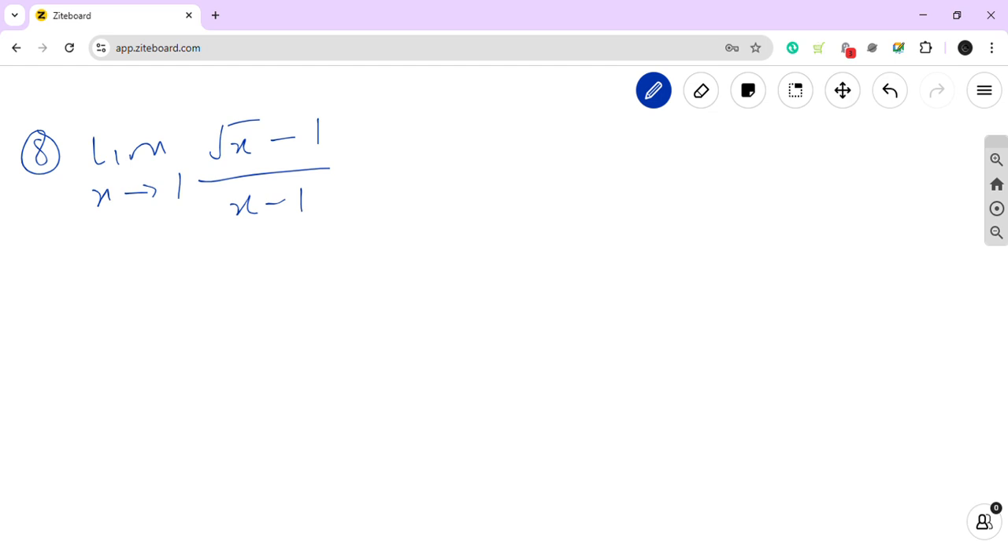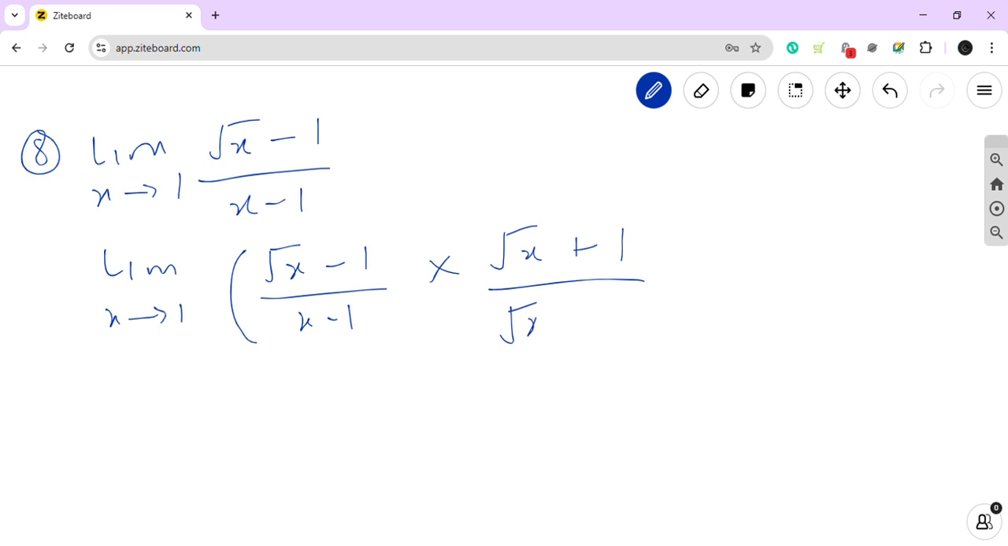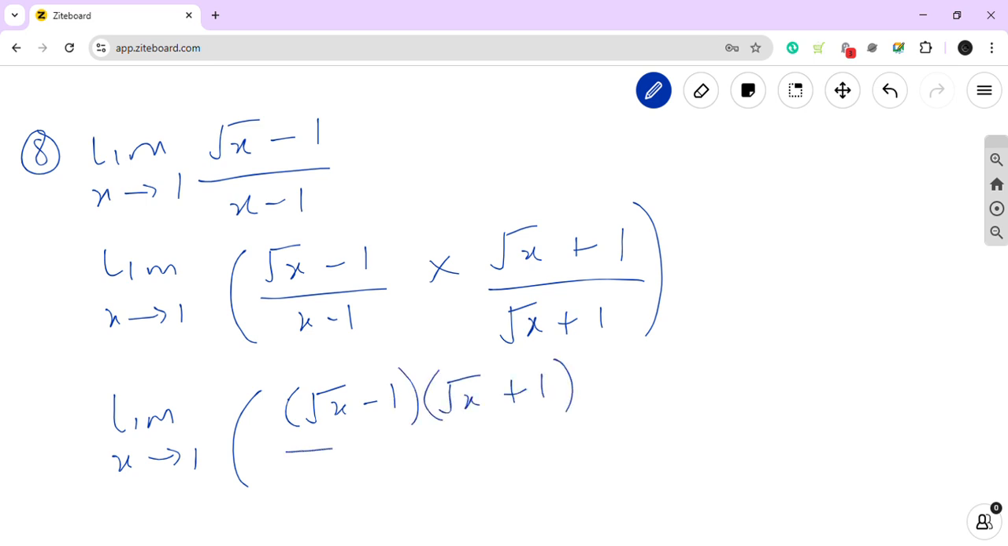Alright, for this one, we can multiply up and down by the conjugate of the numerator, just like the way I solved the last one. So meaning I can do root x minus 1 over x minus 1, times root x plus 1 over root x plus 1. So we have limit as x tends to 1 of root x minus 1 times root x plus 1 in the upper part, and the lower part will be x minus 1 times root x plus 1.